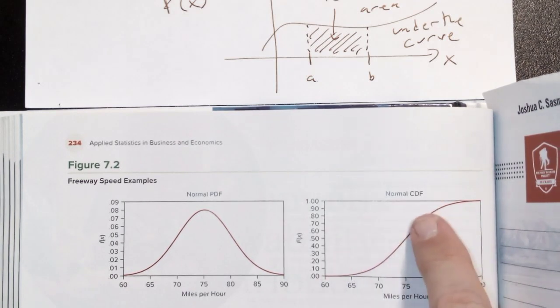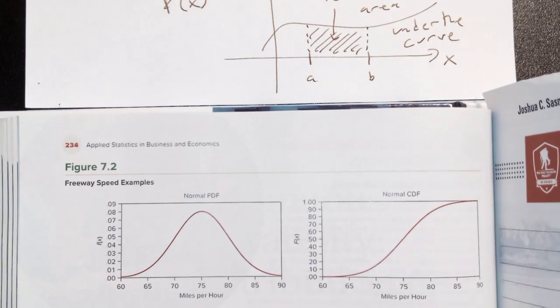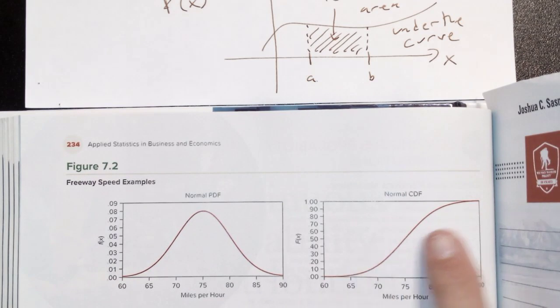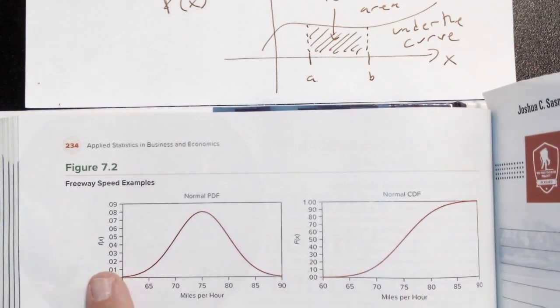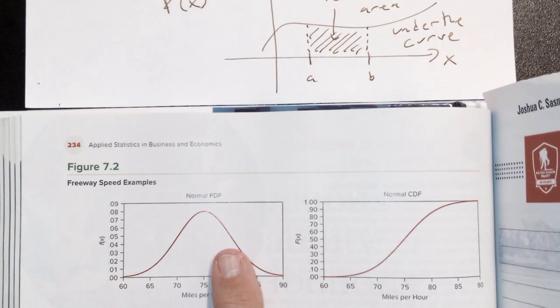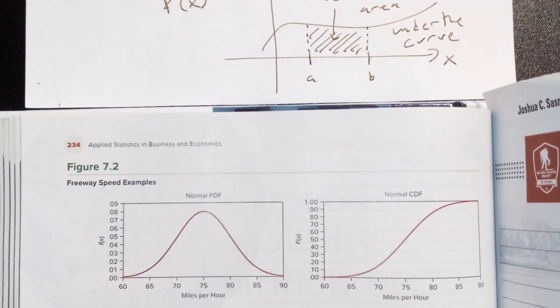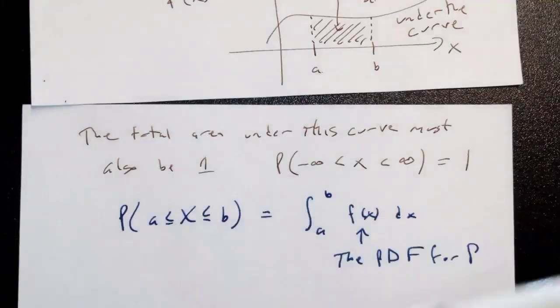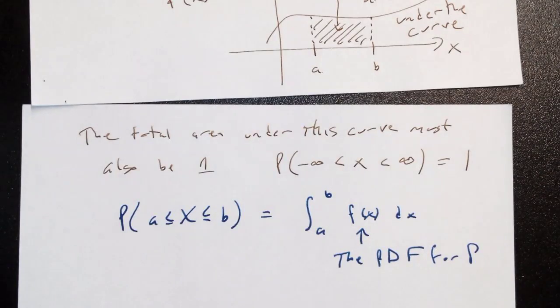This is the cumulative distribution function. Notice this goes from 0 to 100%. And that shows you the total area from all the way on the left to some point. This is going to be really useful, this cumulative distribution function. But then I'm thinking of areas. Those pictures are on page 234.